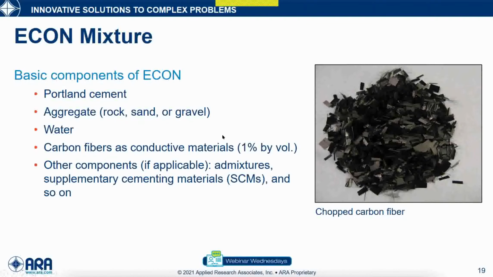So the main difference between the ECON mixture and normal concrete is the addition of carbon fiber. We add carbon fiber at 1% by volume. The reason we add carbon fiber is to improve the conductivity of the material, so we can allow electrical current to go through the system, and then heat is generated. If you have normal concrete, you will not be able to achieve heat generation. So we have to add carbon fiber in order to increase the conductivity, which is the reciprocal of electrical resistivity. So also we need to lower the electrical resistivity.